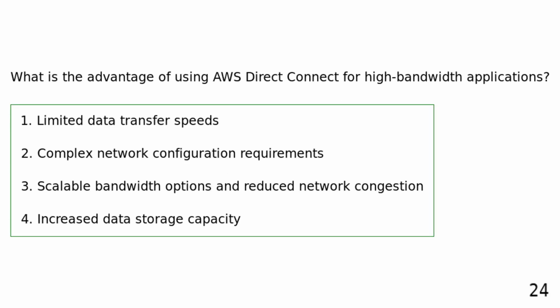What is the advantage of using AWS Direct Connect for high-bandwidth applications? Limited data transfer speeds. Complex network configuration requirements. Scalable bandwidth options and reduced network congestion. Increased data storage capacity.